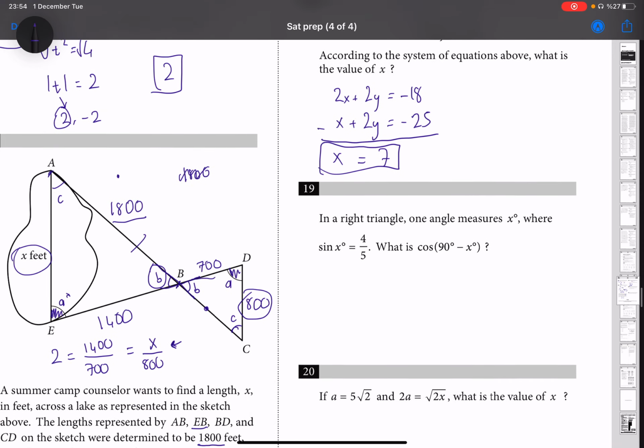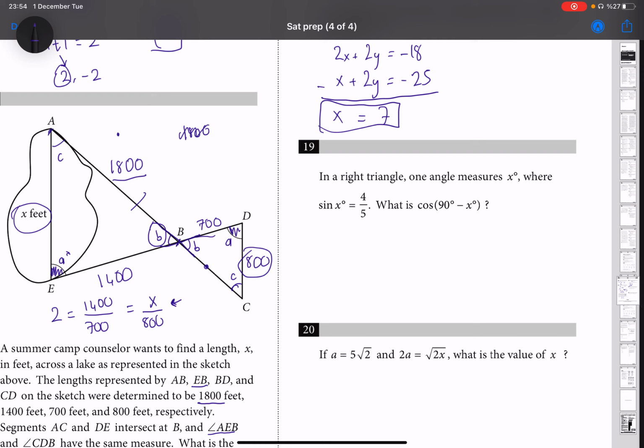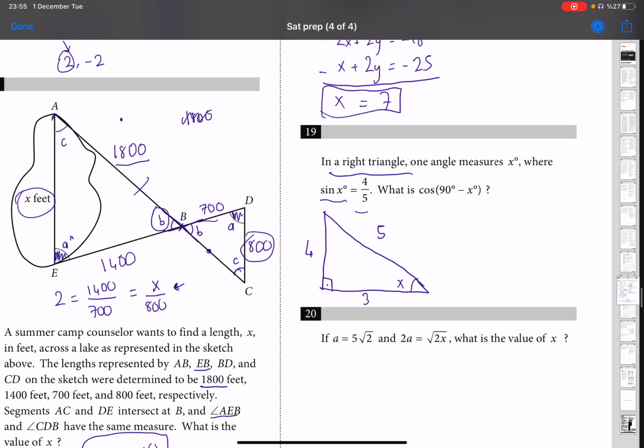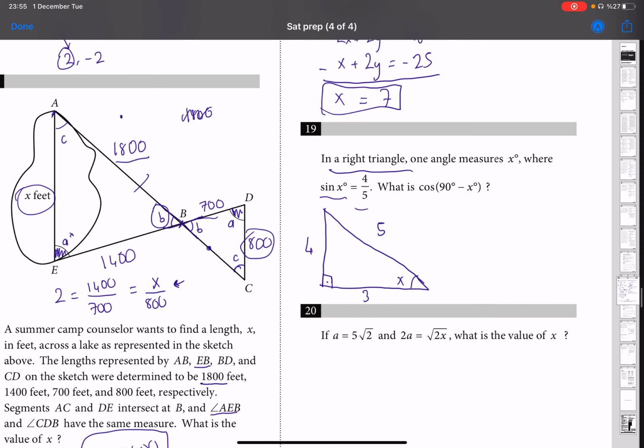Next one. In a right triangle, one angle measures x degrees, where sine x is equal to 4 over 5. What is cosine of 90 minus x? In this type of question, I recommend you draw the triangle. The question tells me it is a right triangle, so write the 90 degrees. So there was an x. Sine x is 4 divided by 5, so this is 4, this is 5. You know that this should be 3 from the Pythagorean theorem.